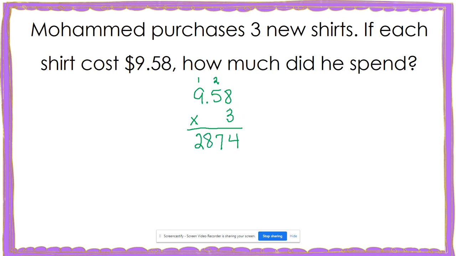Now to figure out where my decimal goes, I look at my problem. There's 2 numbers behind the decimal, and there's not a decimal on 3, so there's only a total of 2 numbers behind my decimal. So in my product, I'm going to go from the back and move 2 places. And this means that Mohammed spent a total of $28.74 on his shirts.